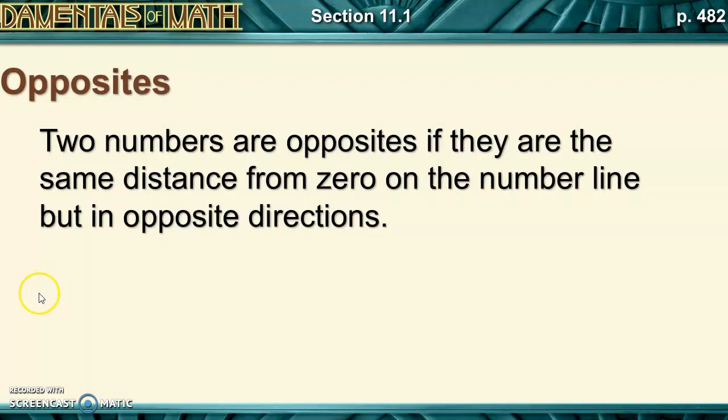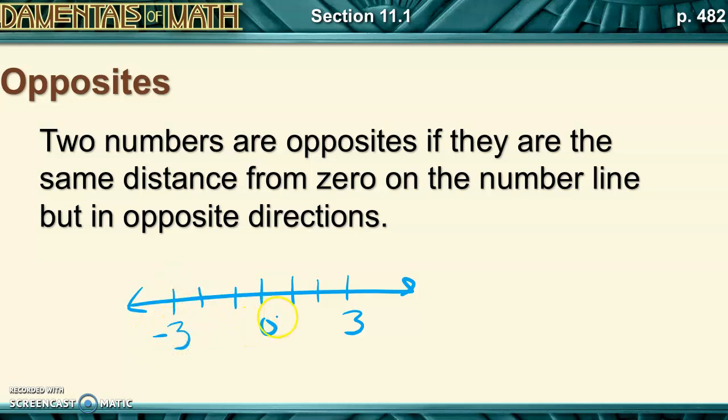Alright, now let's talk about opposites. Two numbers are opposite if they are the same distance from 0 on the number line but in opposite directions. So let's go ahead and draw a number line again. So here I have a line. I'm going to put 0 on the number line, and let's go to the right, let's say 3 times. 1, 2, 3. The opposite of 3 would be 3 times on the other side of 0. So that would be -1, -2, -3. So the opposite of 3 is -3.